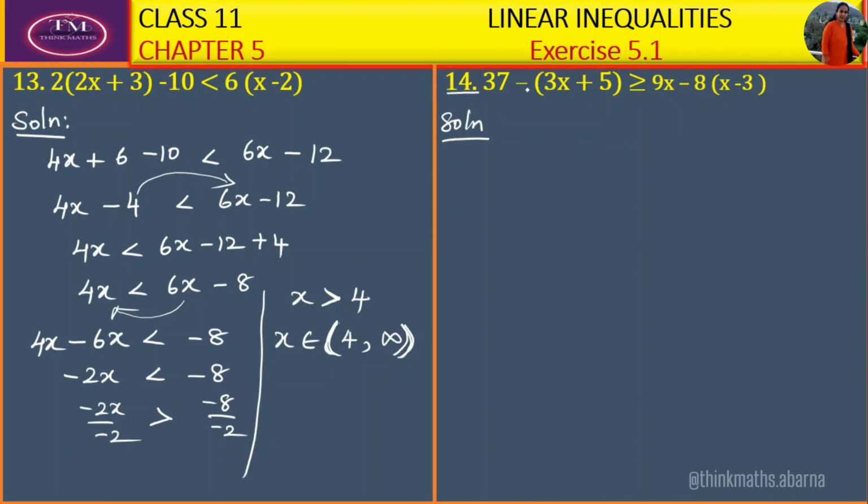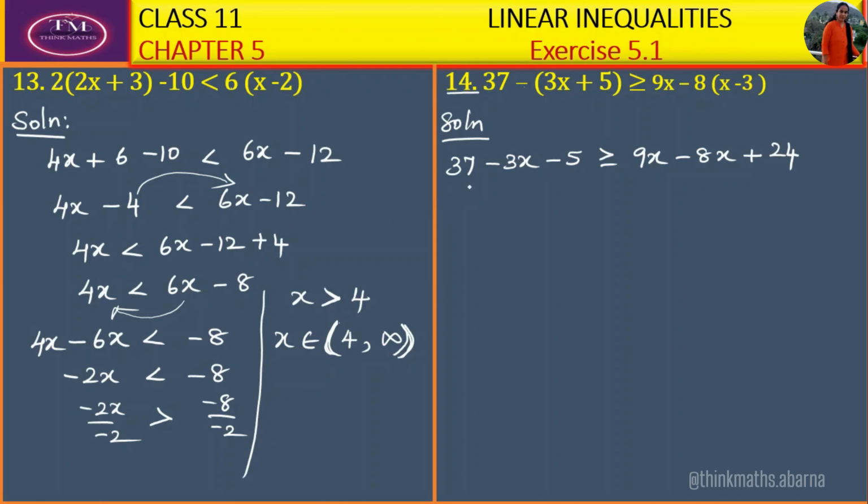So, it is 37 minus 3x plus 5 greater than or equal to 9x minus 8 into x minus 3. First, let us solve the brackets on both sides. So, 37, multiply with negative. So, minus 3x minus into plus is minus 5, greater than or equal to 9x. So multiplying with minus, minus 8 into x is minus 8x. Minus into minus, it will become plus 8 into 3, it is 24.